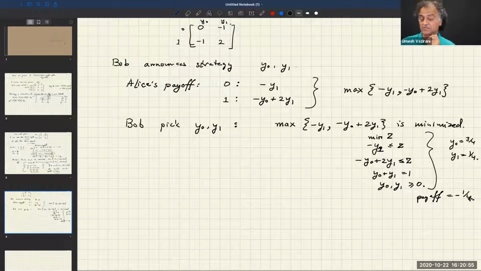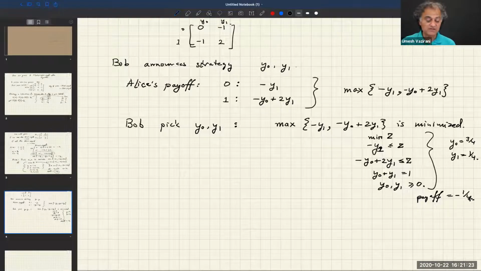So this is Alice's payoff, minus 1/4. So it seems like what we have here is Alice can announce her best strategy and then say, how well am I guaranteed to do? And the answer is minus 1/4. And Bob can announce his best strategy and ask, well, how well can he expect to do? And the answer is still 1/4.